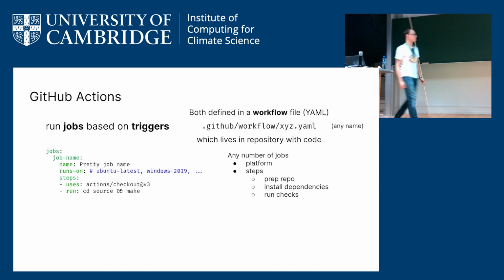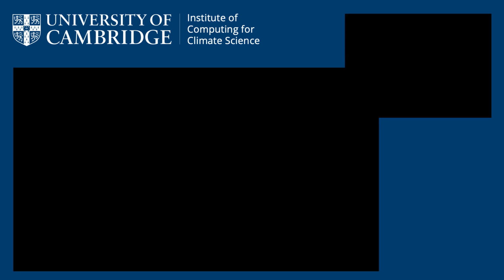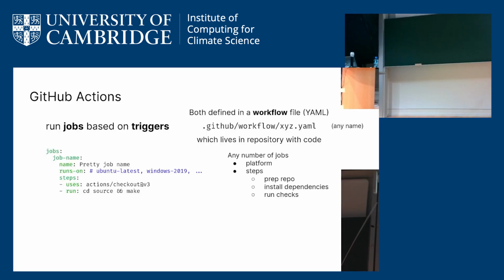So, on the left is a snippet of a workflow file in this YAML syntax. Here we're defining a single job in a workflow. You can have any number of jobs in a single workflow file, and any number of workflow files. The main thing of interest in a job is you define the work that you want to do, which is just a list of commands that you would run in your shell.